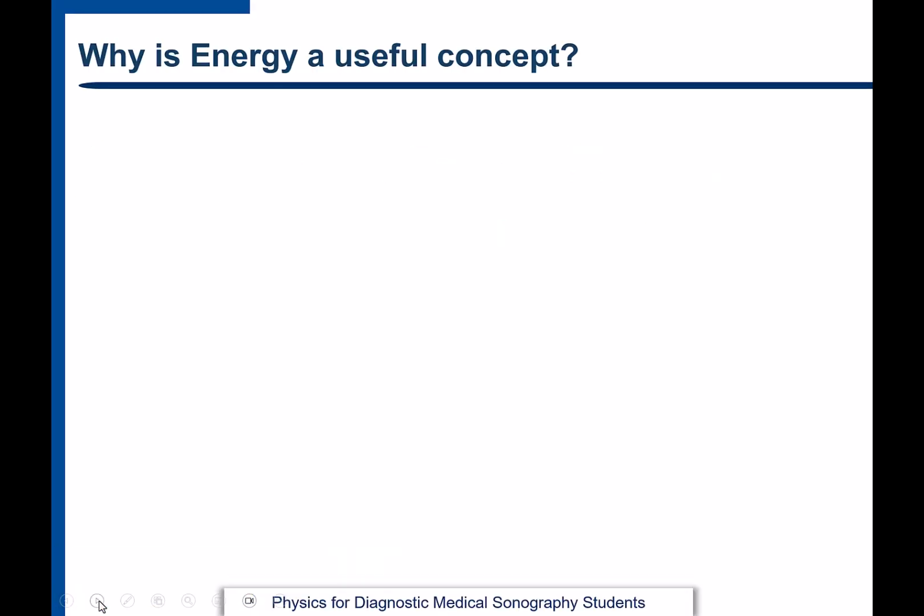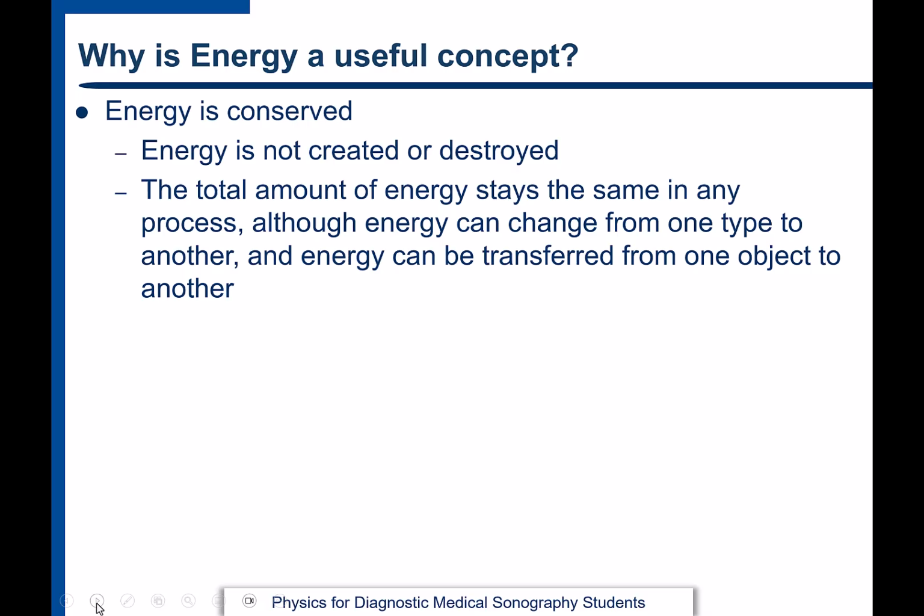In the first video on energy, we talked about why energy is a useful concept. And just to remind you, the reason is that energy is conserved. What that means is that energy is not created or destroyed, but simply it can be transformed from one type of energy to another or transferred from one object to another. The total amount of energy stays the same. In our last video, we used that with the concept of work to do some problems. Now we're going to learn how to do a different type of problem by introducing the concept of potential energy.